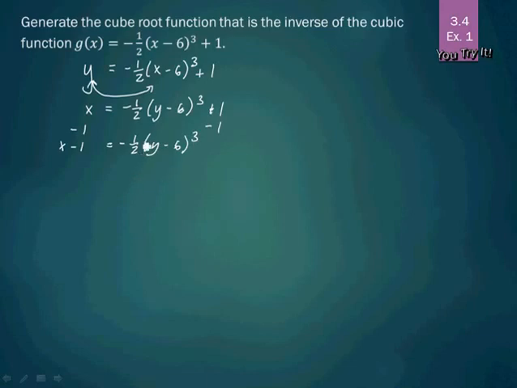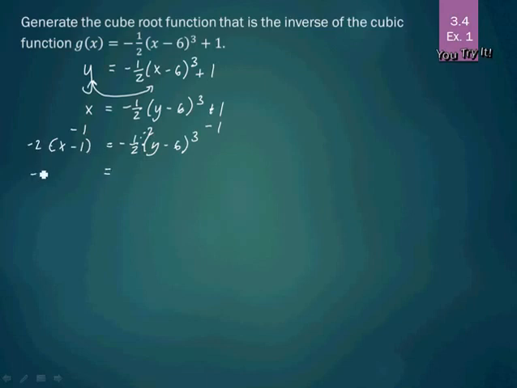Continuing on here, we have negative 1/2 multiplied in front, so that we can get that to move and cancel on this side, we can multiply by its reciprocal, negative 2. Multiplying by negative 2 on the other side, making sure to put parentheses around x minus 1.